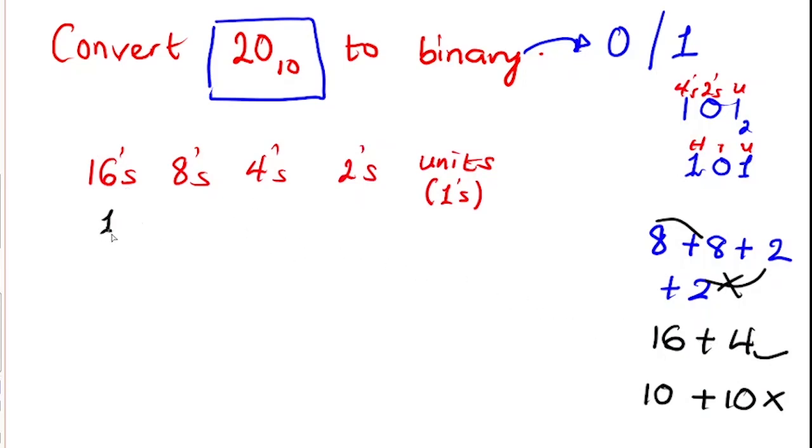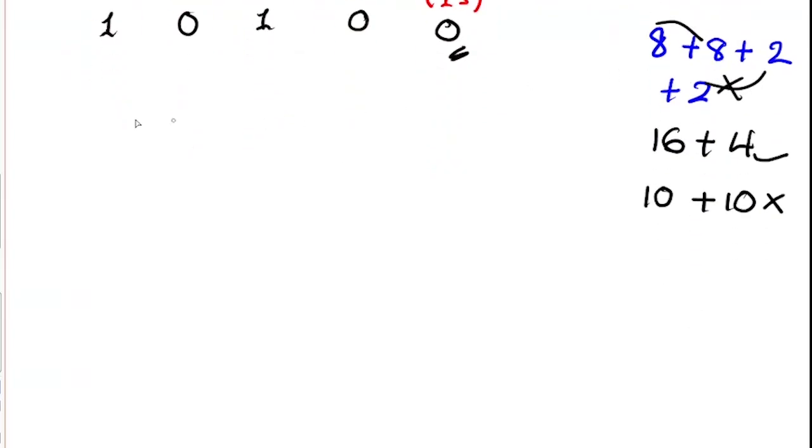So I'm going to have one here. I'm going to have one here. Now, the rest of the placeholders, I'm going to fill them up with 0. So my answer is simply 1 0 1 0 0. Now, the second method I'll use before I end this video is called the method of successive division.